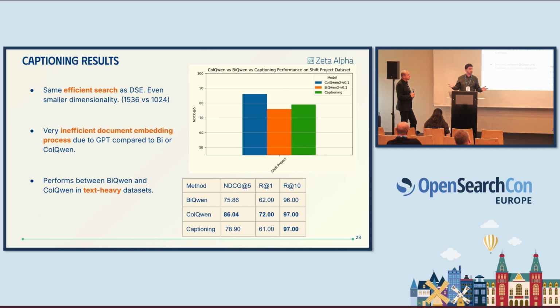But for example, a slide data set that is less text-heavy would be better suited for ColPali. So back to Jakub to show how we use it.